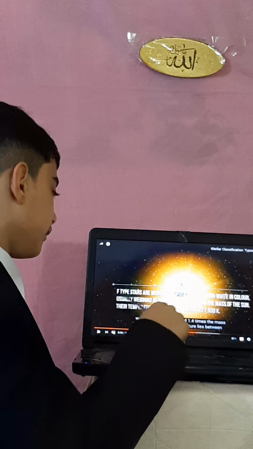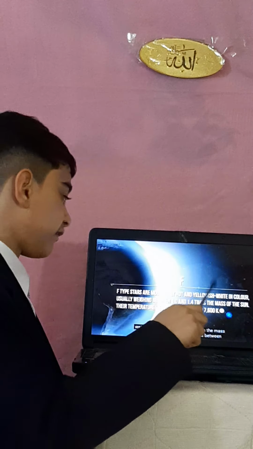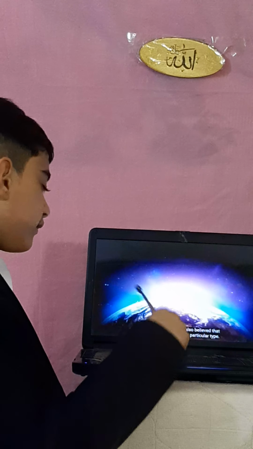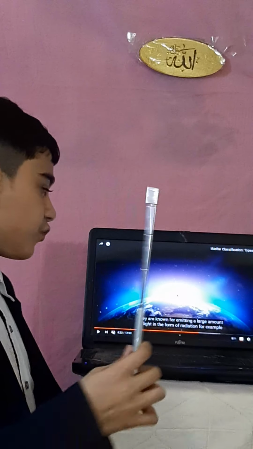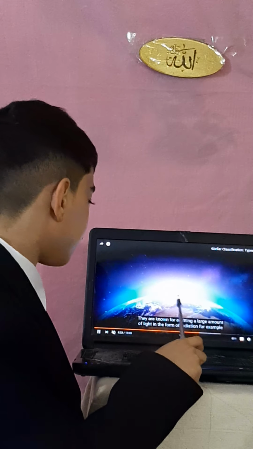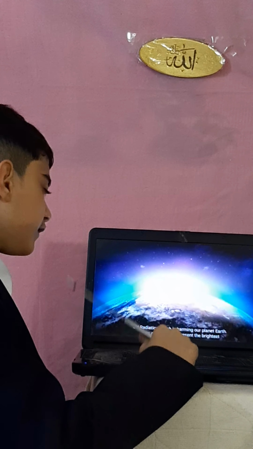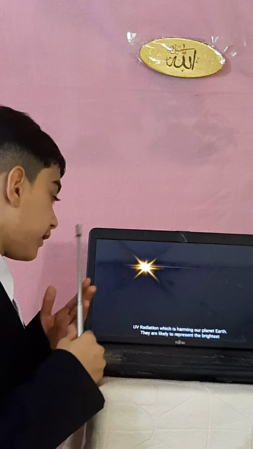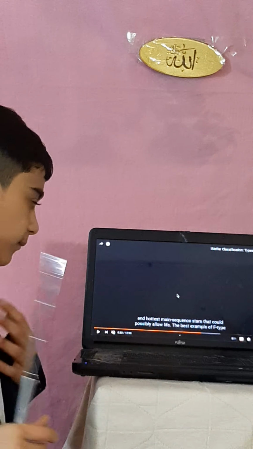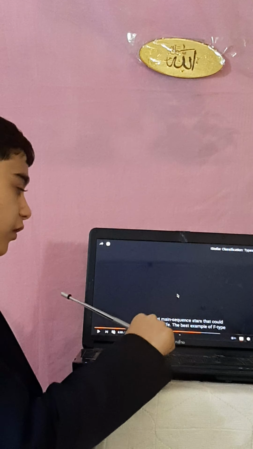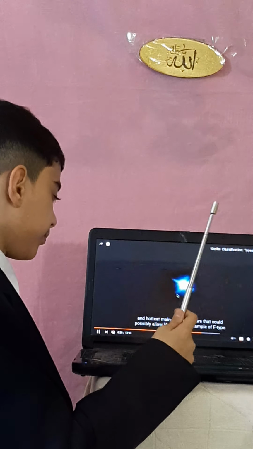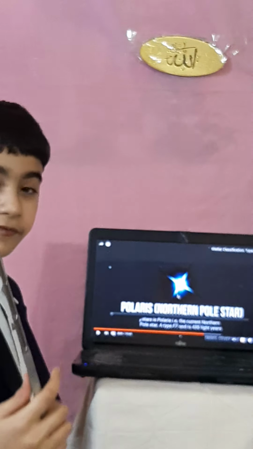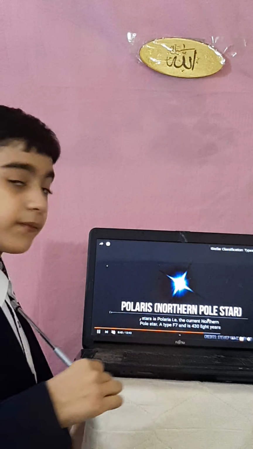Stars weighing between 1.0 and 1.4 times the mass of the Sun have temperatures between 6,000 kelvins and 7,600 kelvins. This is the F-type stars. They are moderately hot, and they are known for emitting a large amount of light in the form of radiation, for example UV radiation, which is harming our planet Earth. They are likely to represent the brightest and hottest main sequence stars that could possibly allow life. The best example of F-type is Polaris, the Northern Pole star, an F7 star, which is 430 light years away from our planet Earth.